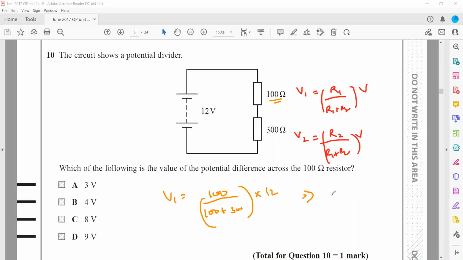So when we simplify this, 100 divided by 400, the 0s will cancel, multiplied by 12. And then 4 and then 3 is there. So that is equal to 3 volts. So for this one, A will be the right answer.